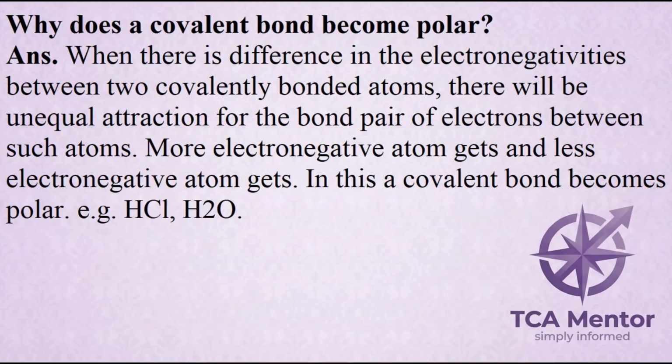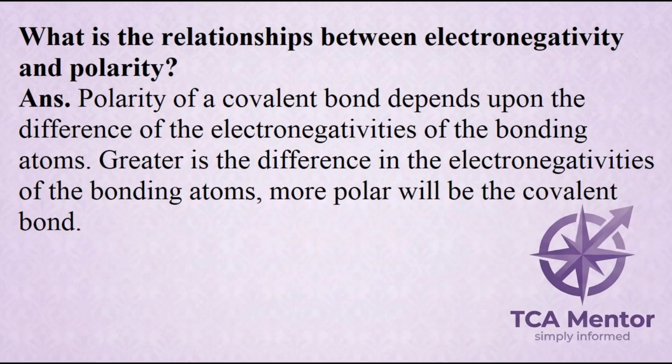Why does a covalent bond become polar? Ans. When there is difference in the electronegativities between 2 covalently bonded atoms, there will be unequal attraction for the bond pair of electrons between such atoms. More electronegative atom gets partial negative charge and less electronegative atom gets partial positive charge. In this way, a covalent bond becomes polar, e.g. HCl, H2O. What is the relationship between electronegativity and polarity?